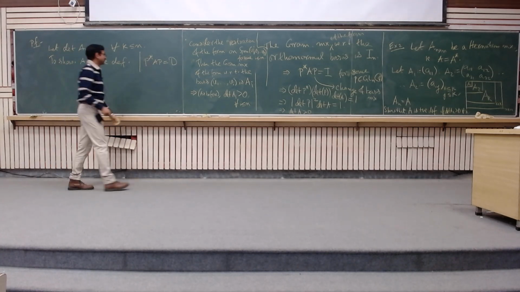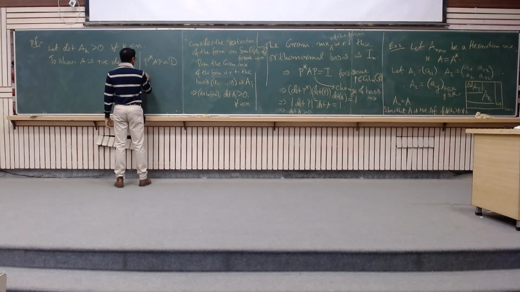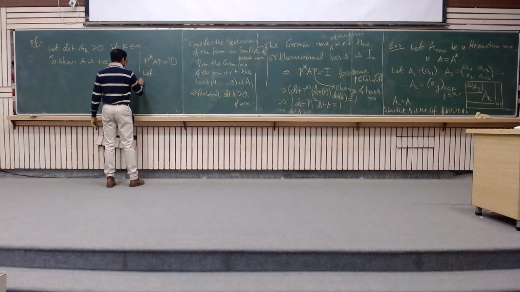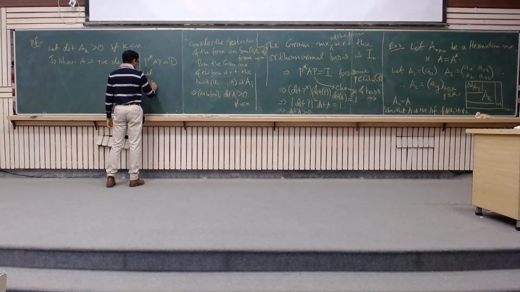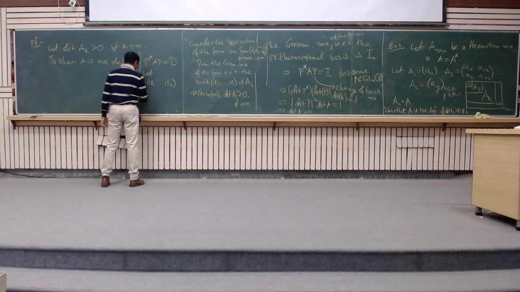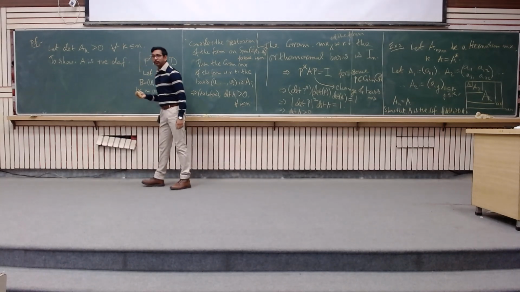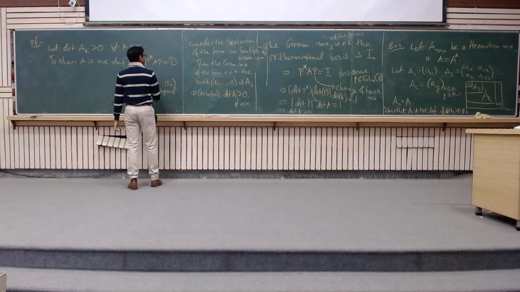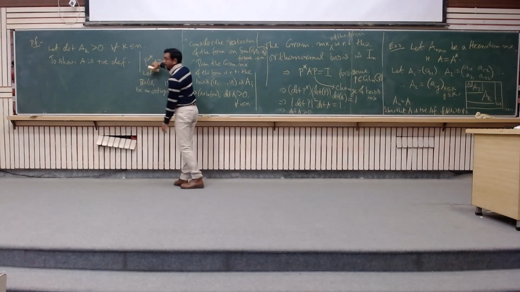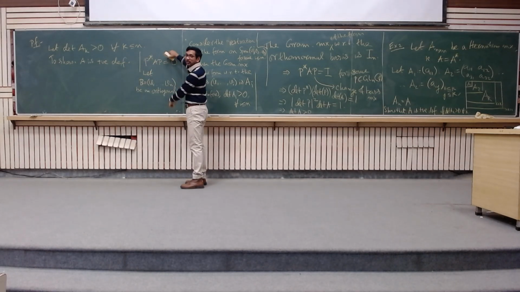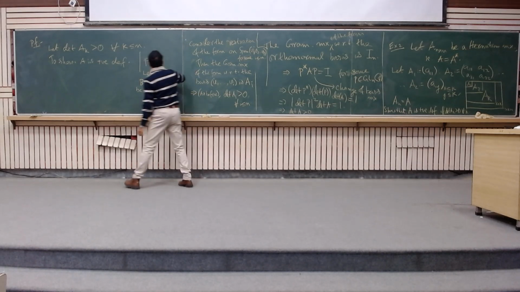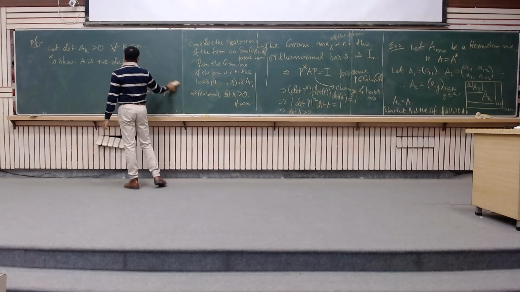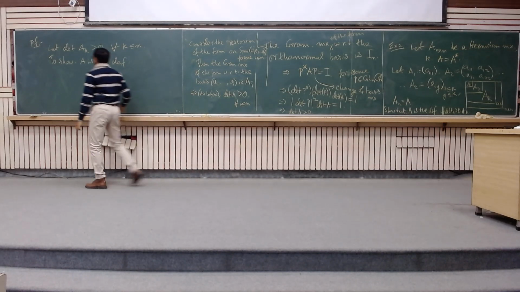Okay, let's see. So let V_1 to V_n be an orthogonal basis, because it's a Hermitian form. Wait a minute. I'll write this out because we have written the conclusion of this at the beginning. So let's wipe this out and write it clearly. So this could be our first attempt.